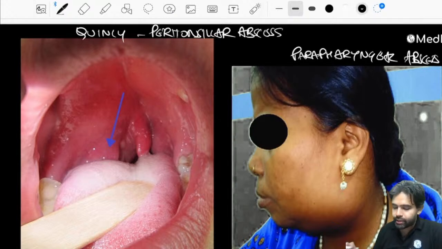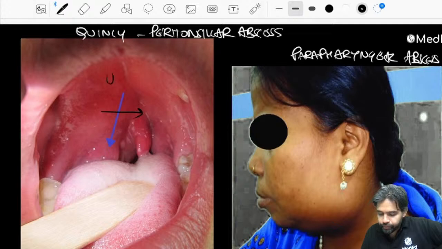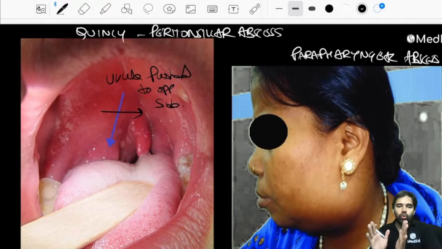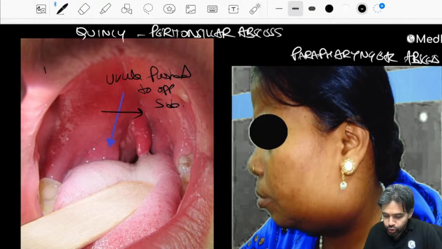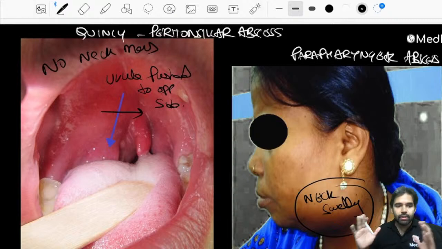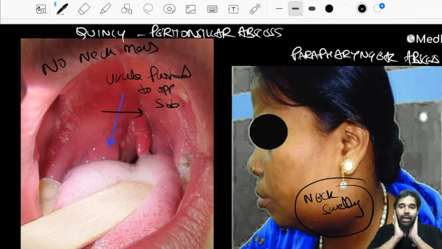Now, a very important thing that you have to know is that in quinsy or peritonsillar abscess, they will say that the uvula is pushed to the opposite side. Every question on quinsy, this is a standard phrase: uvula being pushed to the opposite side, and there is no neck mass here. Okay, this is very important. In parapharyngeal abscess, you will see a neck swelling.